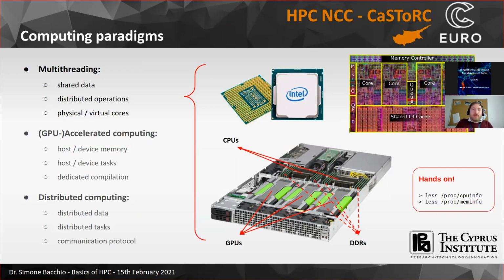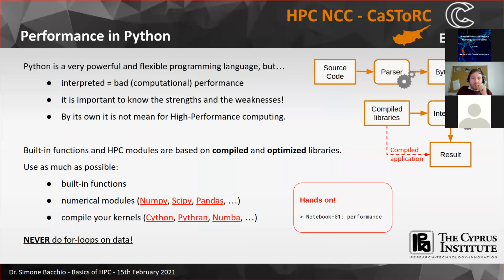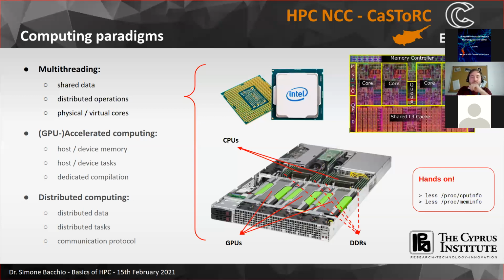So now we go on the topic of parallel programming. Here I showed you some examples of performance analysis, what you want to do when you analyze the performance of a code. So what are the computing paradigms we use in high performance computing?